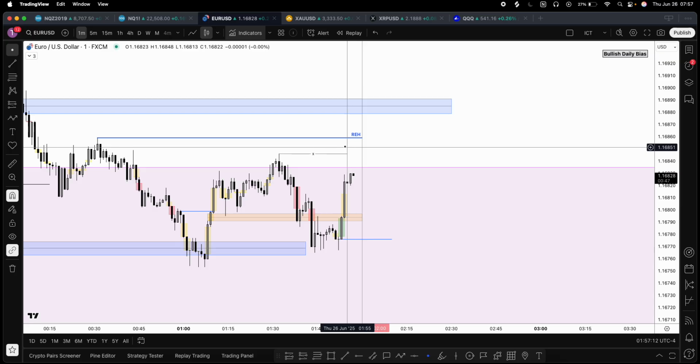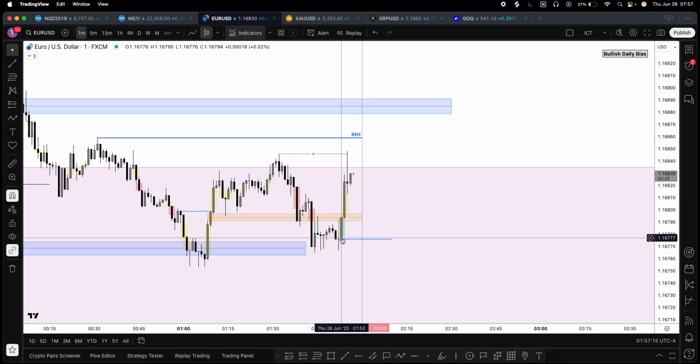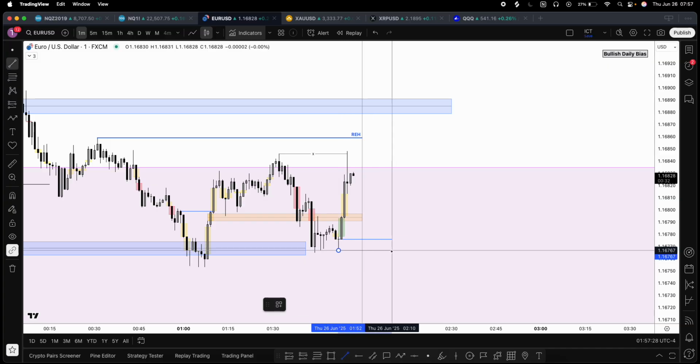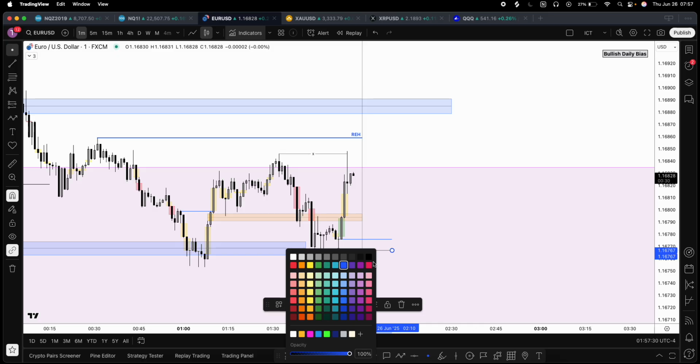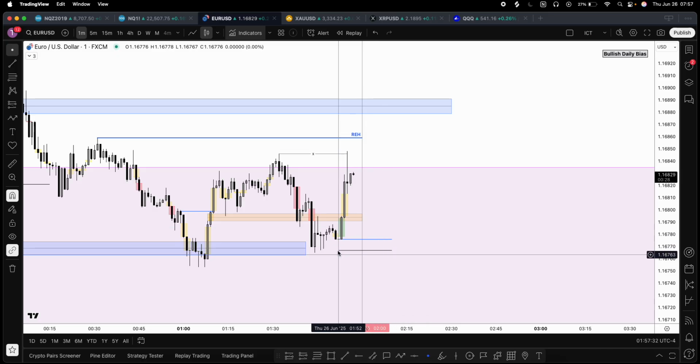Because we have a sweep, change in state of delivery, which is a close below the last series of up close candles, the open of the last series of up close candles, and then we need a market structure shift, which is a break of the most recent swing low, which is a low that has a higher low to the left of it and a higher low to the right of it. So it's like a triangle.